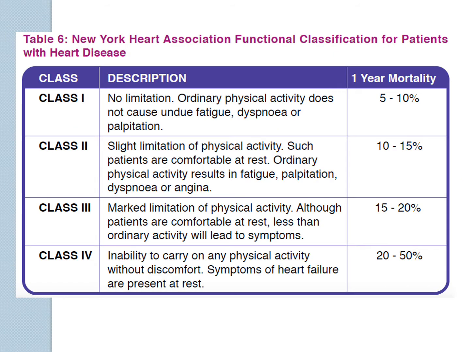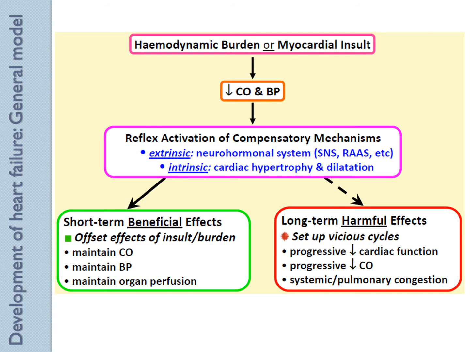So different classification, obviously the greater the class, the greater the number, so will be worse in a way. So the symptoms even present during resting time, obviously the mortality rate, and this is just for a year, so you can see it's actually pretty high. So we need to control the symptoms and also control the disease progression, right? So how does it work?